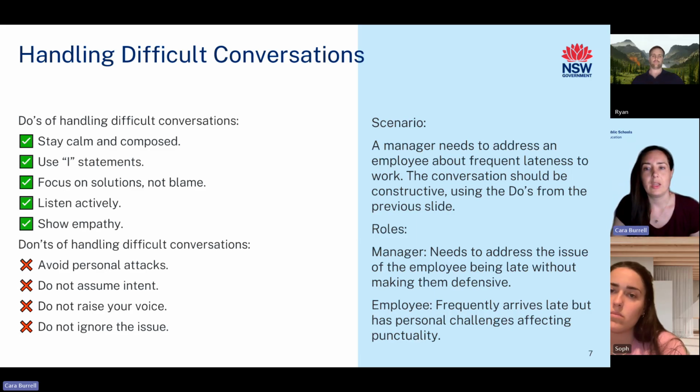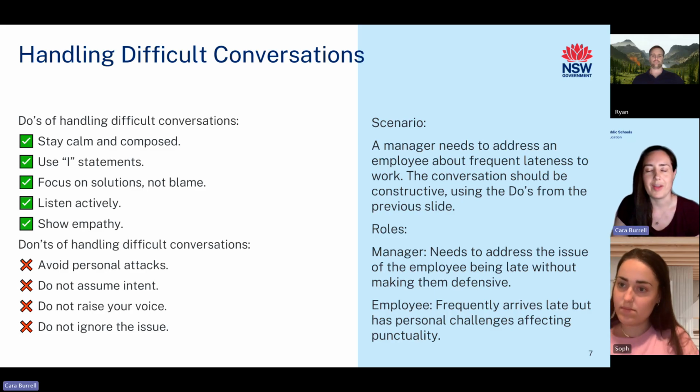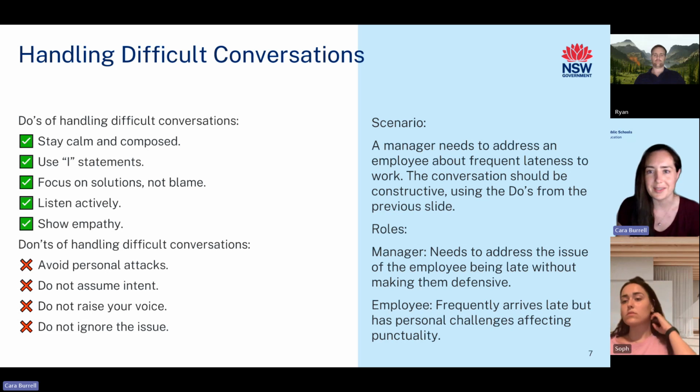Avoid personal attacks. You should keep the discussion professional and avoid phrases like, you're always difficult to work with. Don't assume intent. Instead of assuming someone is being difficult on purpose, ask for some clarification. Do not raise your voice. This escalates conflict rather than resolving it. I've received some great advice to say if you get quieter and if you get lower, it requires them to listen more intently. Do not ignore the issue. Sweeping things under the rug only leads to bigger problems later.